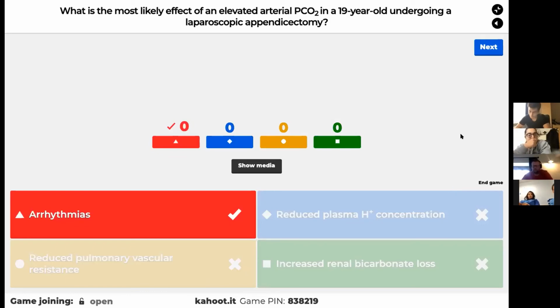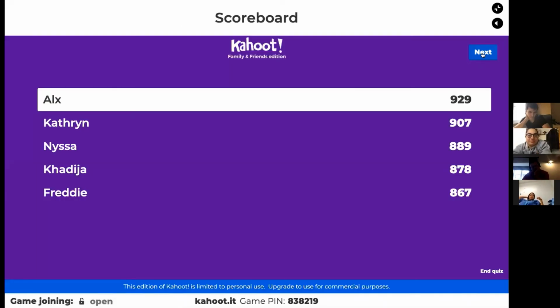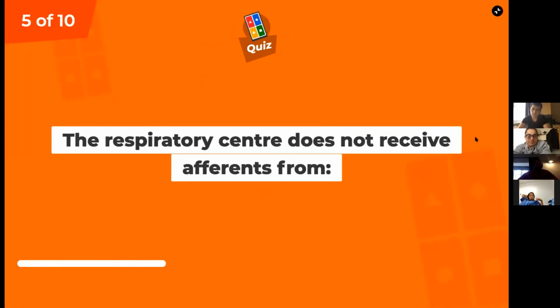I won't go too much into it because there are actually quite a lot of things it can do. But in terms of this question, a raised PaCO2 will cause increased bicarbonate retention rather than bicarbonate loss, and it will also cause increased pulmonary vascular resistance. There are a lot more points, again one of those annoying things you just have to learn, on top of all the other things you need to learn. That one I will correct next time, sorry. Hopefully you've got a bit more time for this one.